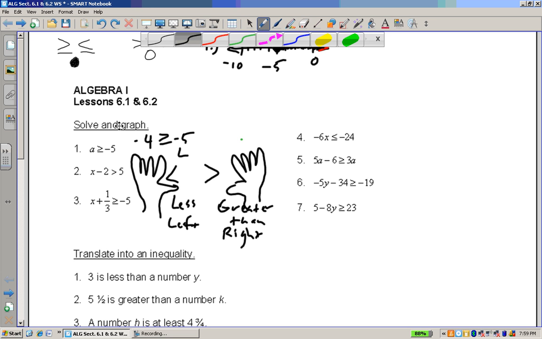Now, how can you remember which one? Well, if you notice, when we put these, they sort of look like little faces.